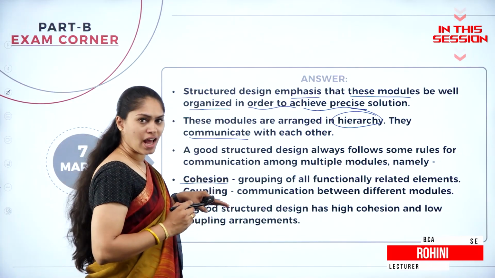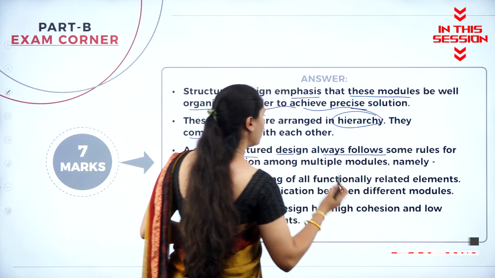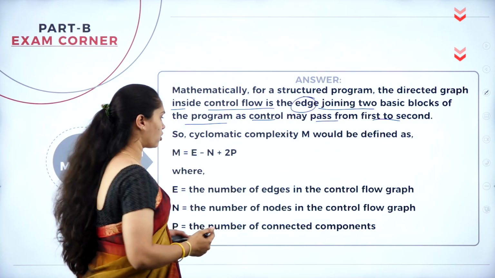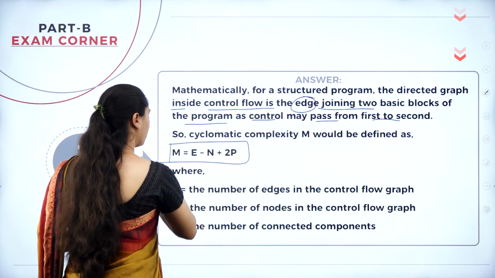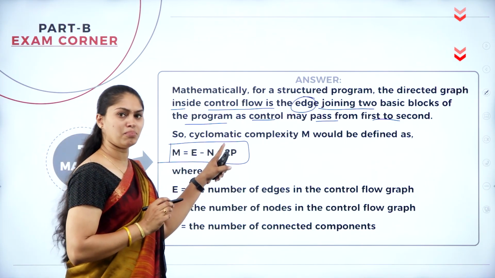One is cohesion and coupling, that you can see here. A good structure design always follows the rules. How are we going to find the cyclomatic complexity? That too with the help of this formula, that is M is equal to E minus N plus 2P.